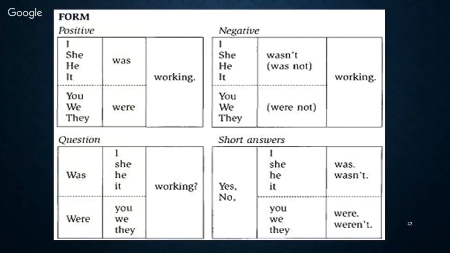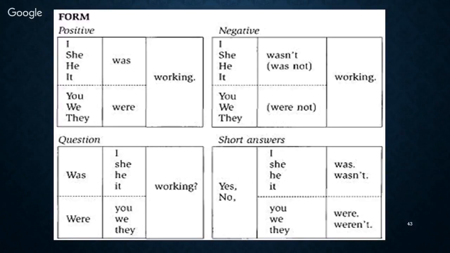I, she, he, it was working. So I was working, she was working, he was working, etc. I wasn't working, he wasn't working, she wasn't working is the negative form. The question for these sentences would be, was I working? Was she working? Were you working? Were they working? The short answer would be, yes, I was. Yes, she was. No, I wasn't. No, he wasn't. No, you weren't. No, we weren't. Yes, you were.